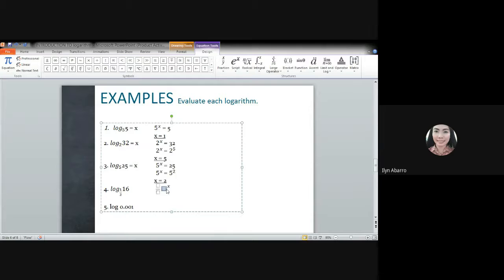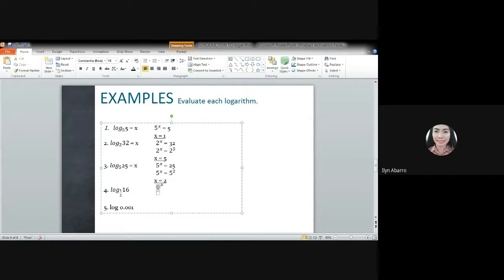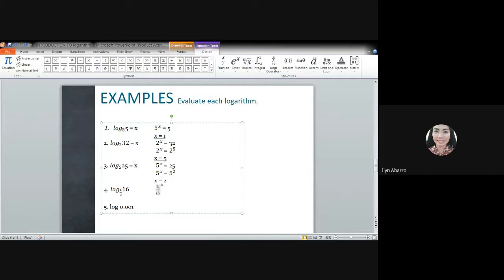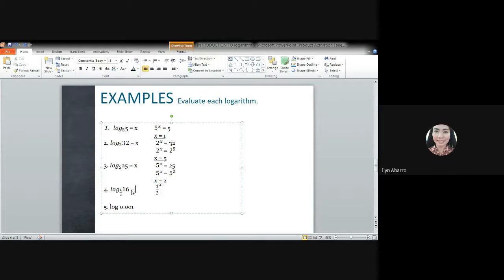Parahin na lang natin to. Ay, mali. Yan. So, sobra ng isa. So, our base is 1/2. Ang exponent natin, syempre dito ay x pa rin. Yun yung sinusolve natin. Is equal to 16. Okay?